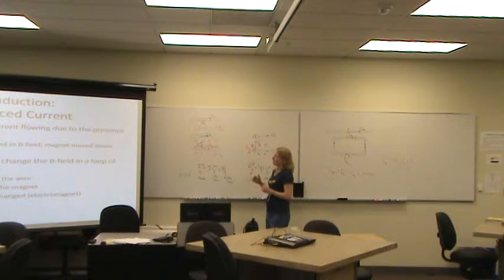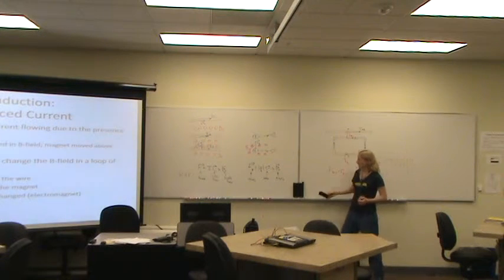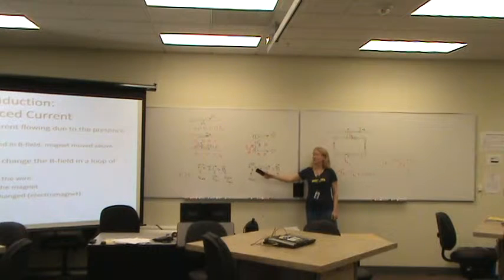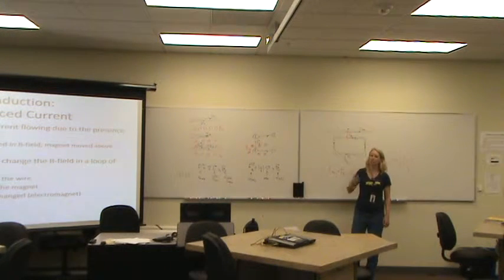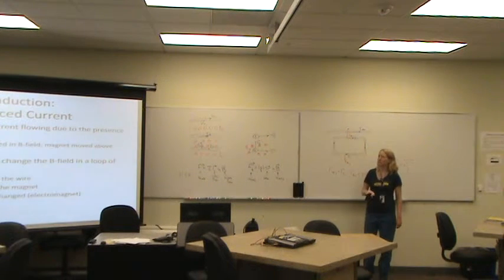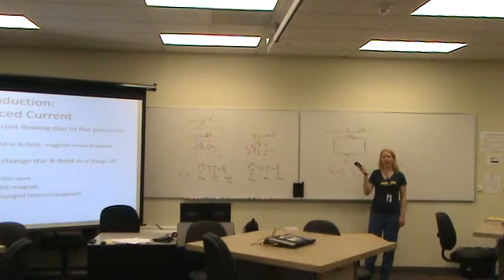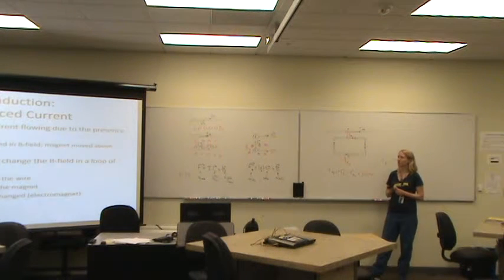So induced current is current flowing due to the presence of a changing magnetic field. Last week we said we only get a force on a charge if it's moving. It's even more so with induced current. You can't just have a B field, it has to be a changing B field in order for you to get an induced current. So in the example we just saw, that magnet has to move. It can't just be near the wire, it actually has to be moving in order for the current to be created.